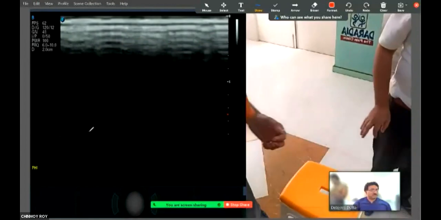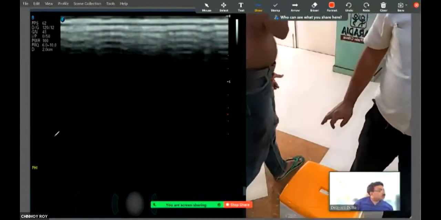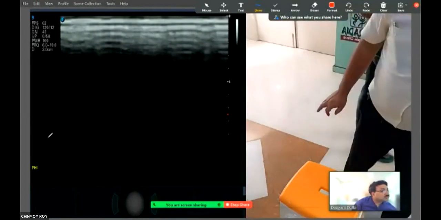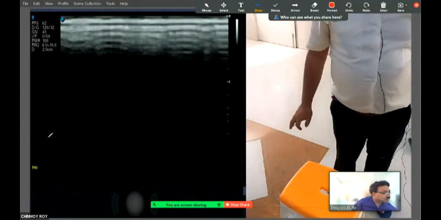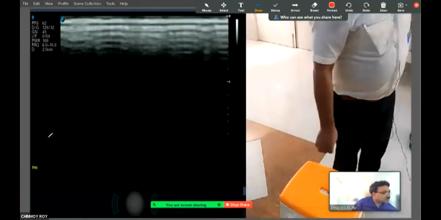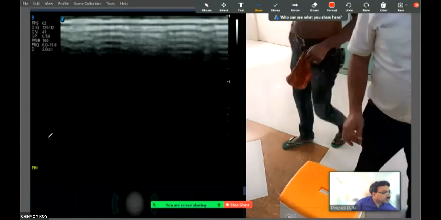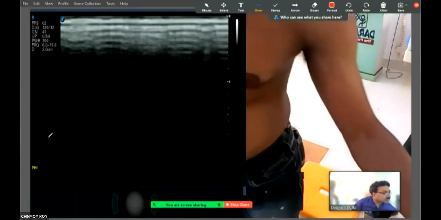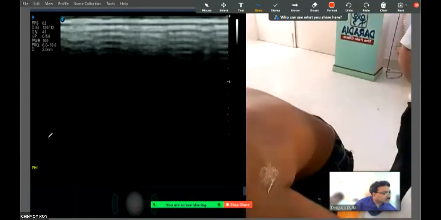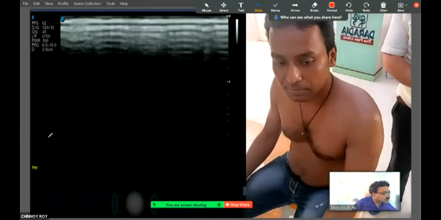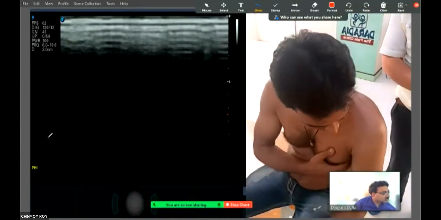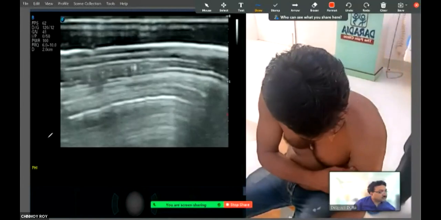Okay, if you have anything to ask me, ask me. Boss, Dr. Subbulakshmi wants to see the rotator cuff interval. Rotator cuff interval, okay, I will show you, but this is in our advanced course, not in the basic course.